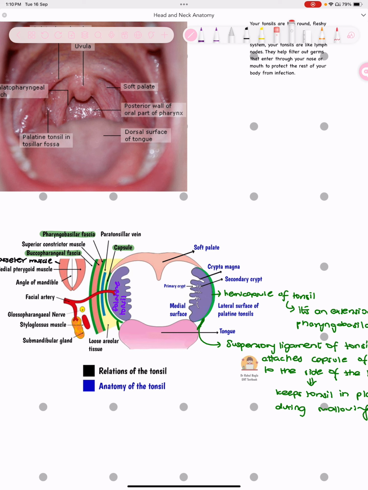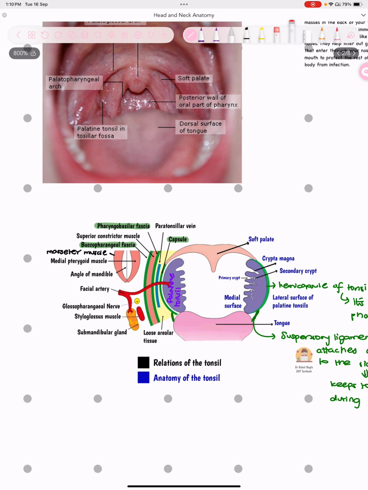Venous drainage: one or more veins leave the lower part of the deep surface of the tonsil, pierce the superior constrictor, and join the palatine, pharyngeal, or facial veins. So I suppose this is one of the veins. These veins leave the lower part of the deep surface of the tonsil. From here, they pierce the superior constrictor muscle, and then they join the palatine vein, the pharyngeal vein, and the facial vein.